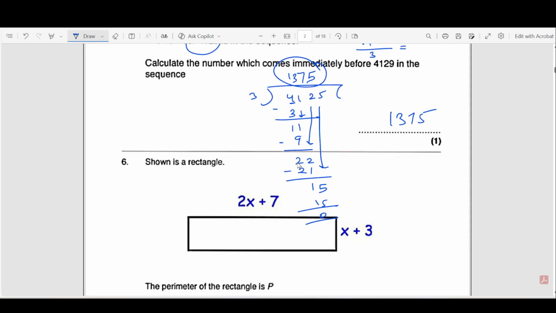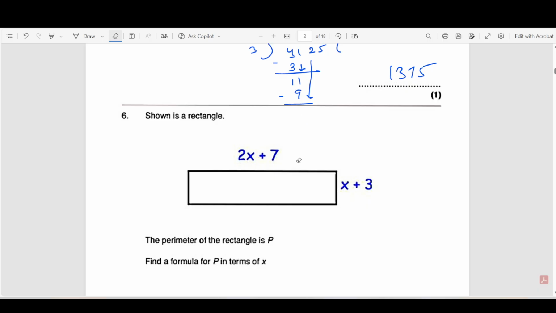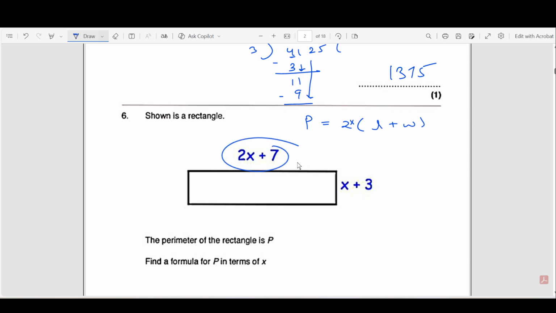Next question is, a rectangle is given and exact values are not given. Basically, this is an algebraic question, right? We have the values in terms of x. We need to find the perimeter of this rectangle. The formula to find the perimeter of a rectangle is 2 times length plus width. So this is length, this is width.